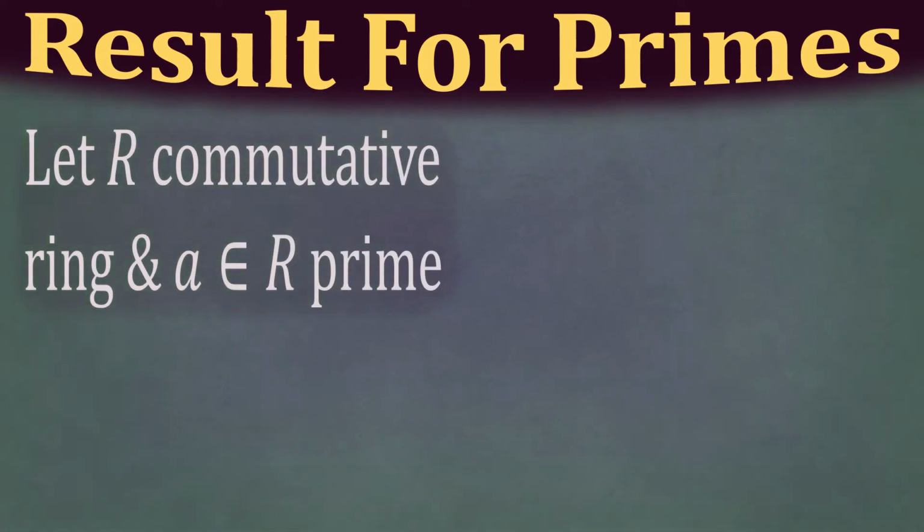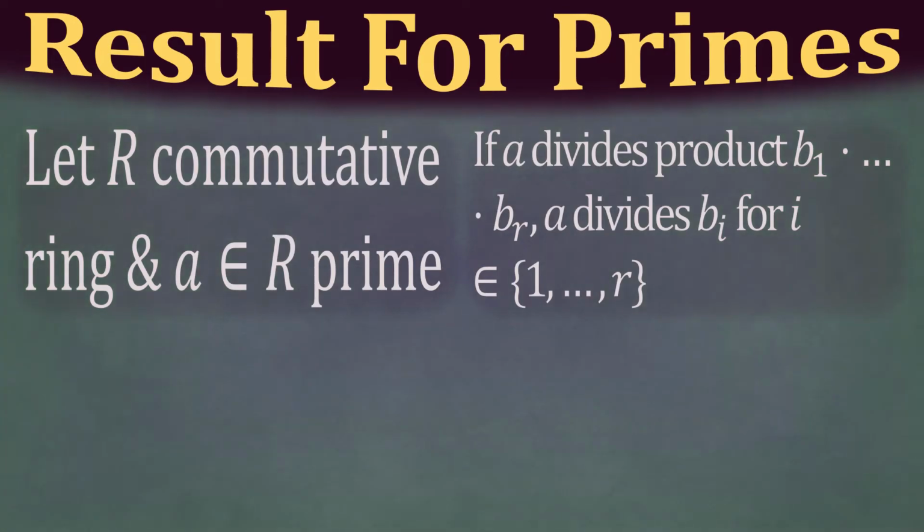Now, let's give a result for primes. Let R be a commutative ring and let a be in R which is prime. If a divides a product b1 to br, then a divides bi for some i in 1 to r.